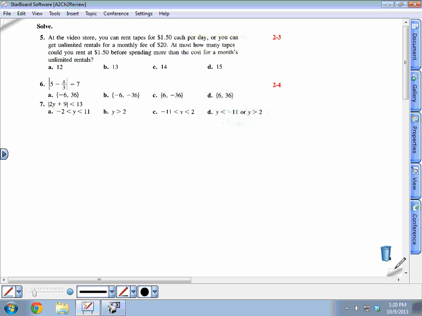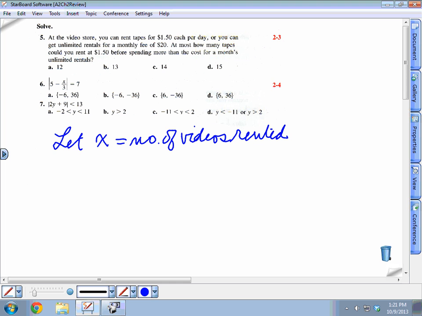So, let's solve this. Let X equal the number of videos rented per month.